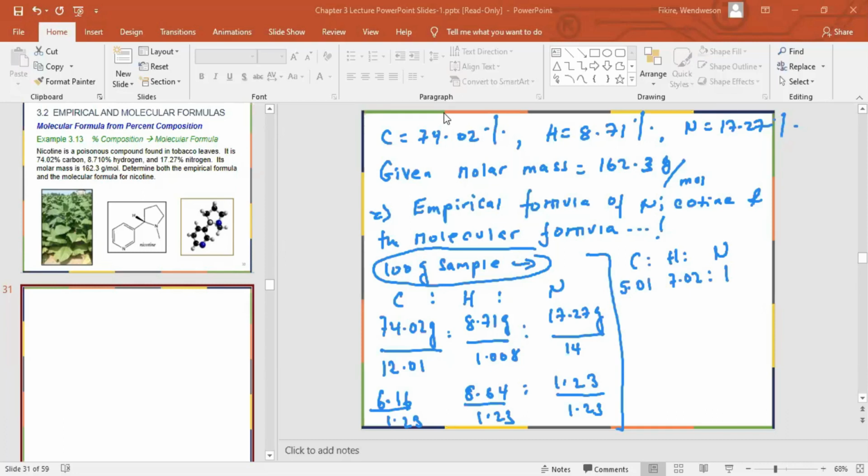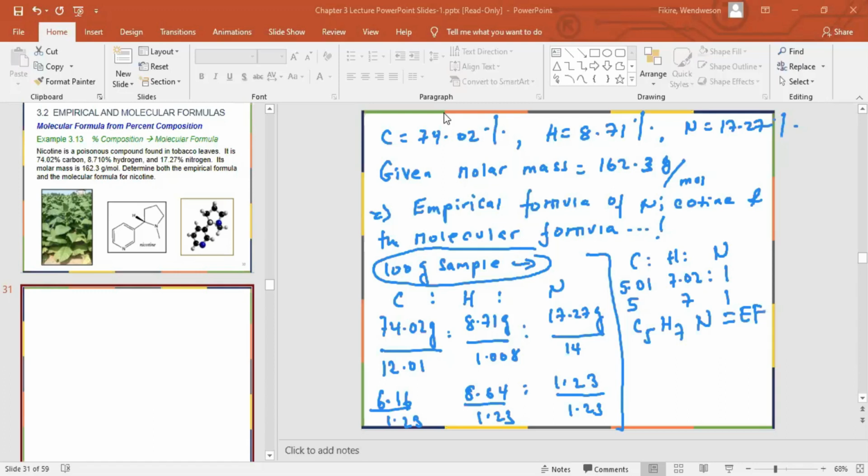5.01 can be rounded to 5. 7.02 is like 7. This is 1. All right? Because it's very close to the integers, we don't need to find a number to multiply to get other integers. So this means that 5, 7, 1 are the ratio of carbon, hydrogen, and nitrogen that would help us to write the empirical formula. These are the smallest whole number ratio. So it's going to be C5H7N. This is going to be the empirical formula.